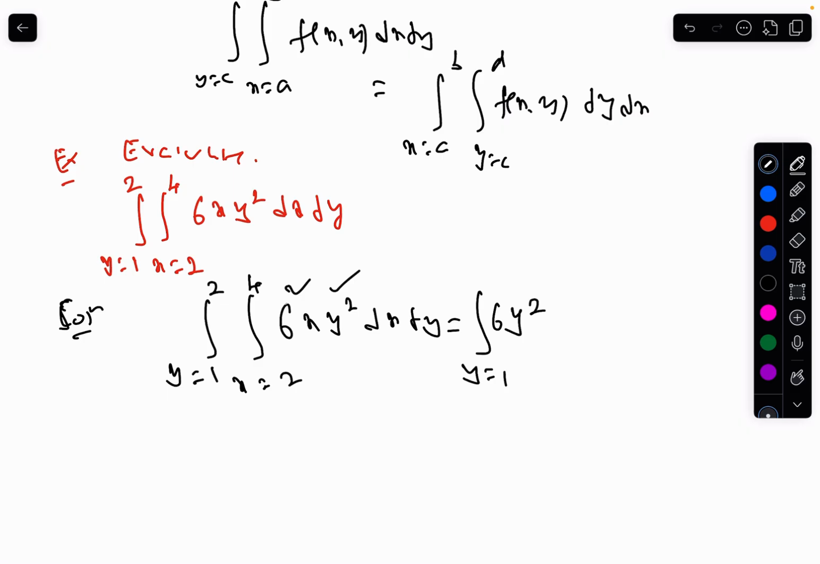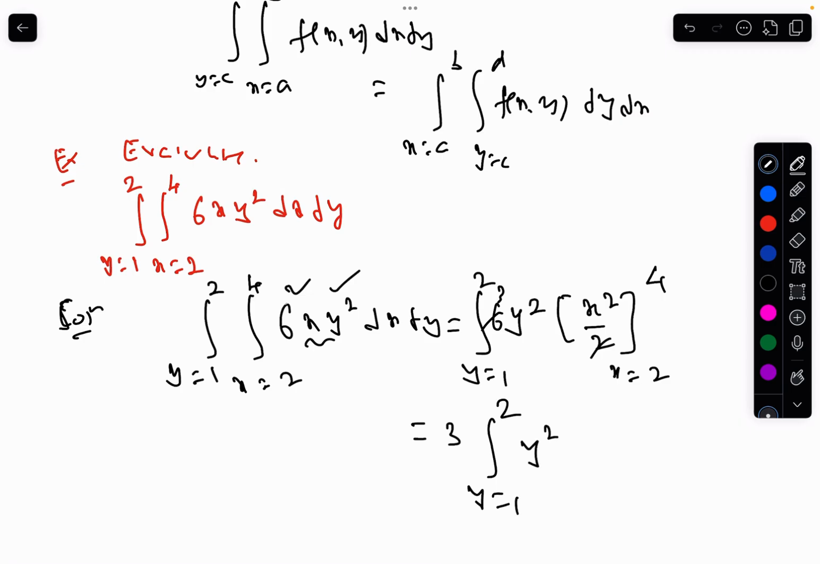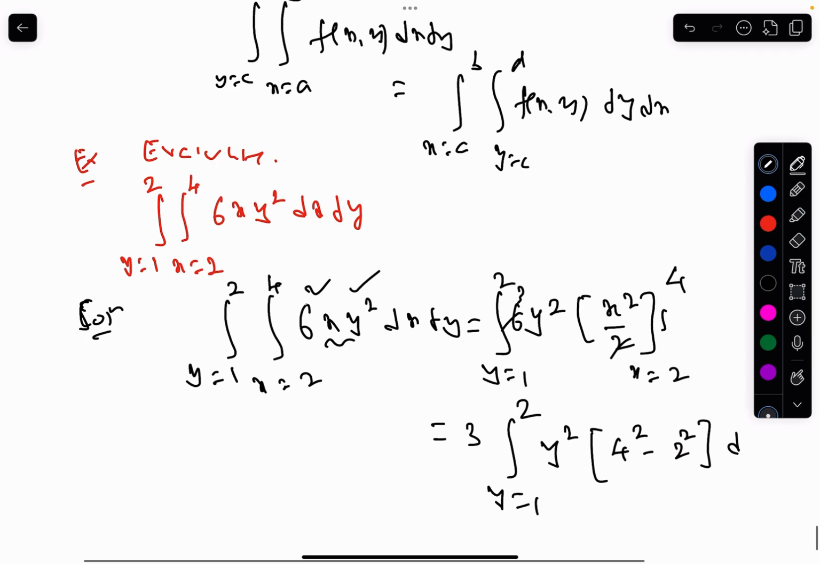y is from 1 to 2, and the integration of x is x square by 2, and x is from 2 to 4. So this is a 3 here, y is from 1 to 2, y square. Now x is 4, so this is 4 square minus 2 square. This is dy.